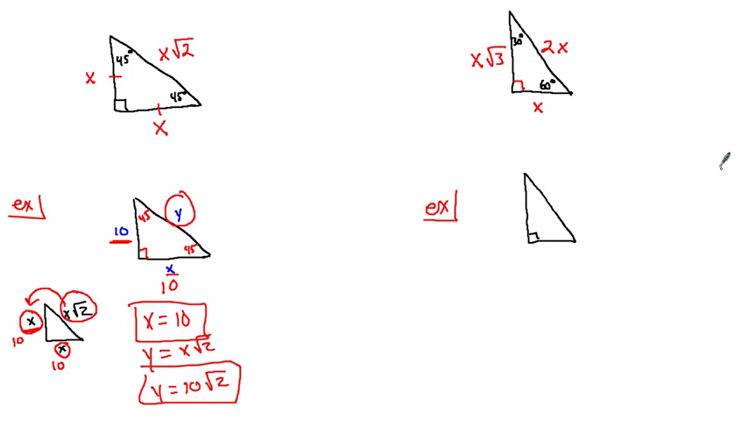Go ahead and draw our triangle. It's going to have a 30 and a 60. The 30 is always the small one, 60 is the bigger one. Now, just because you see a triangle with a small angle and a big angle, that doesn't mean it's a 30, 60, 90. It just means that it has a small angle and a big angle.